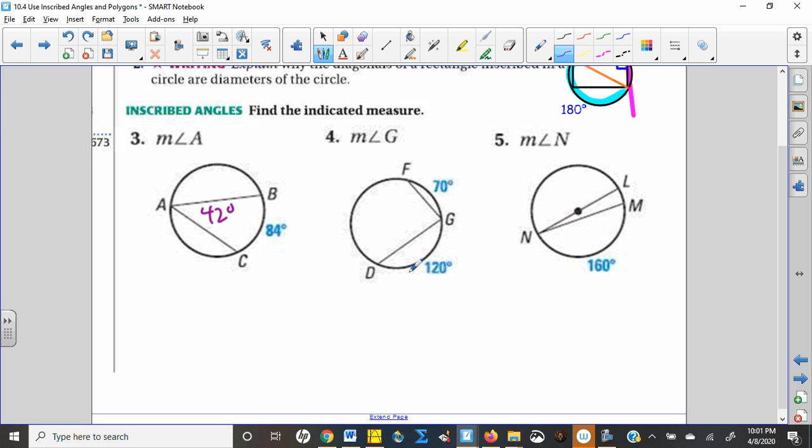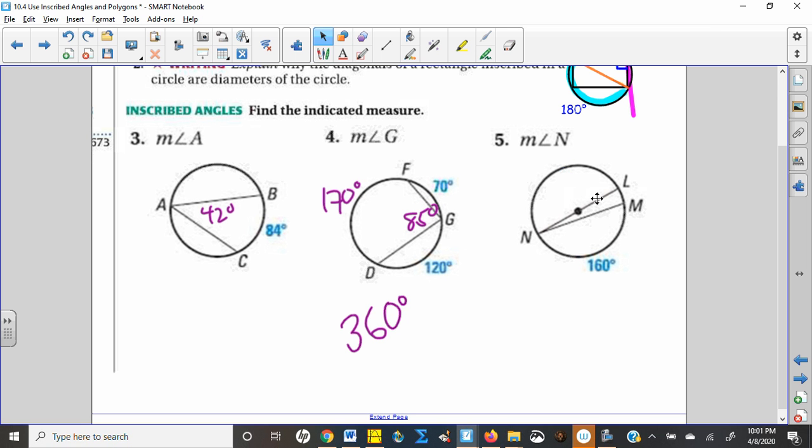Oh, well, I know a full circle is 360 degrees. Never forget how many degrees are in a full circle. 360 minus 120, 240, minus 70, 170 degrees, which half of 170 degrees, of course, is 85 degrees. There's G.